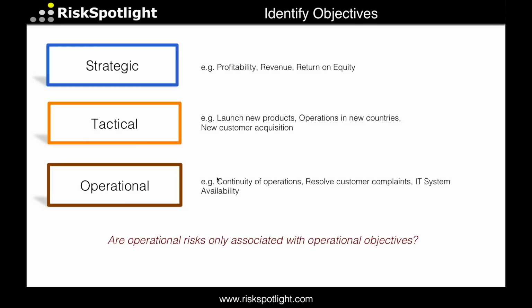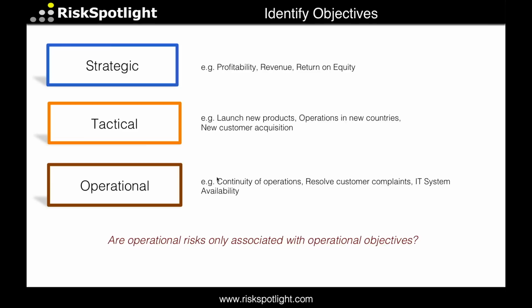Then we need some tactical objectives on how we are going to achieve those strategic objectives. So we may have to launch some new products, so we may have some objectives around that. We need to introduce so many products, and those new products should make so much revenue. We may have to open operations in some new countries. We may have to acquire new customers. Those are examples of tactical objectives which help us achieve the strategic objectives.